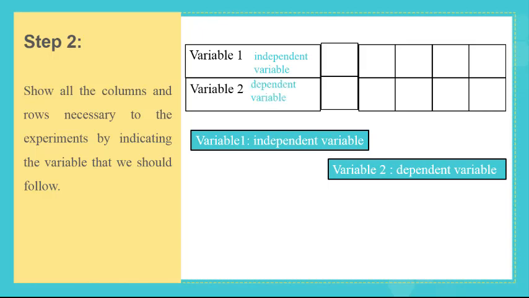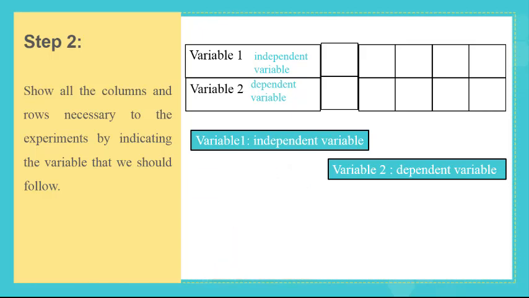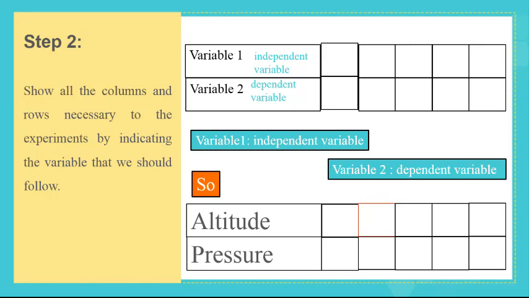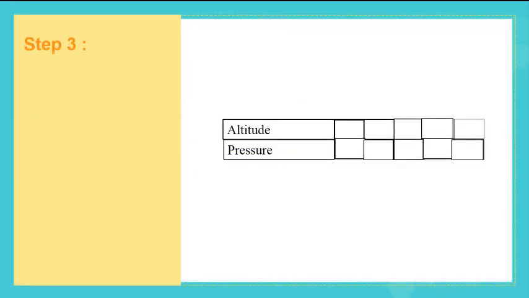Now, in our experiment, what is the independent variable? What is the dependent variable? Did you know? The independent variable is, the dependent variable is, yes, altitude and pressure.